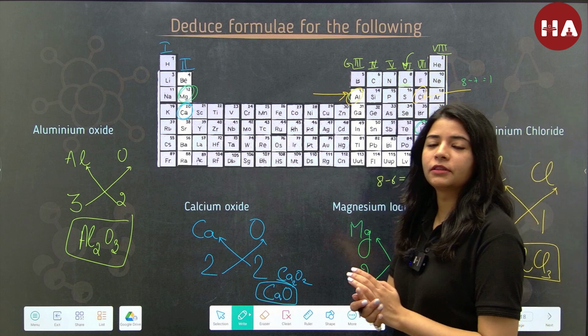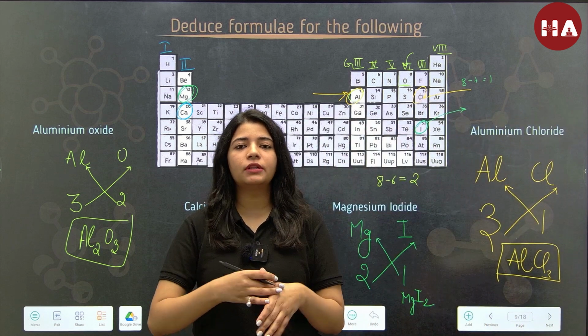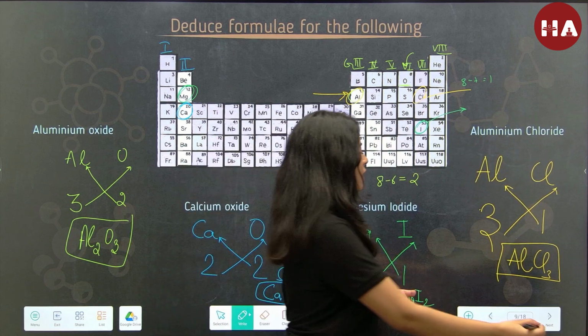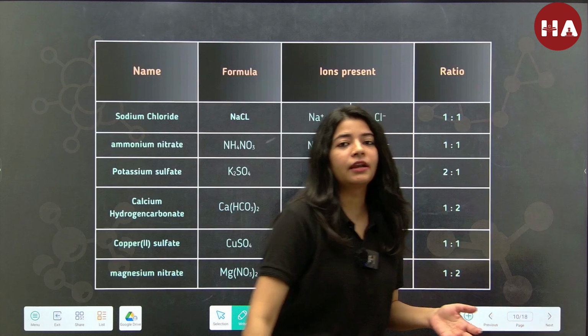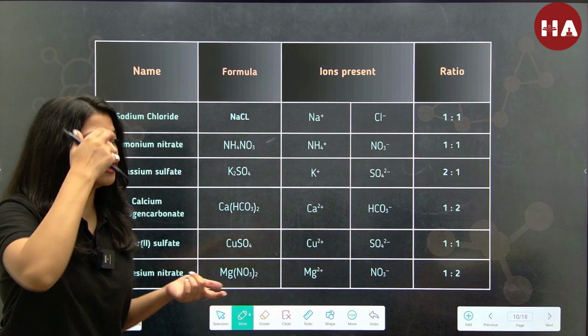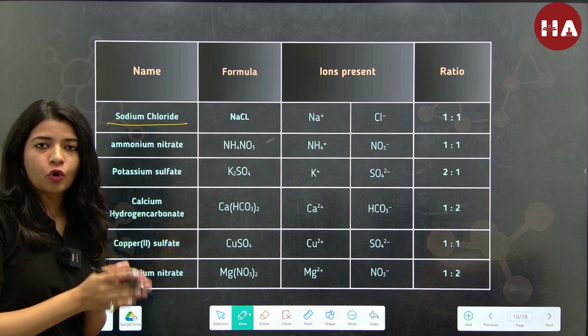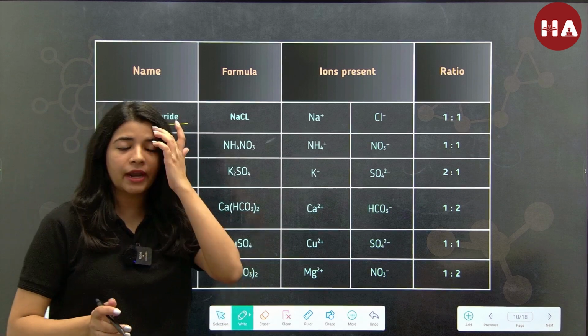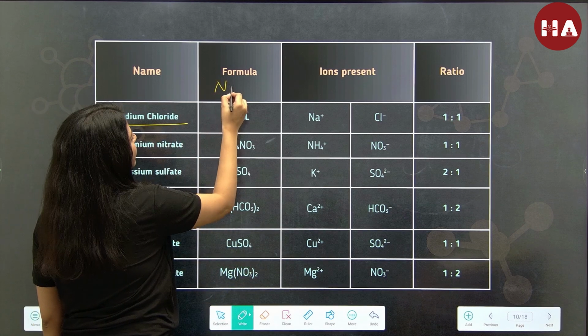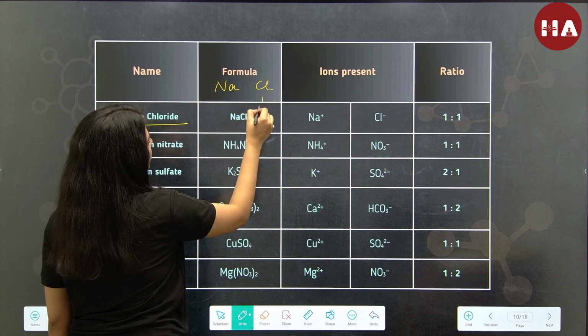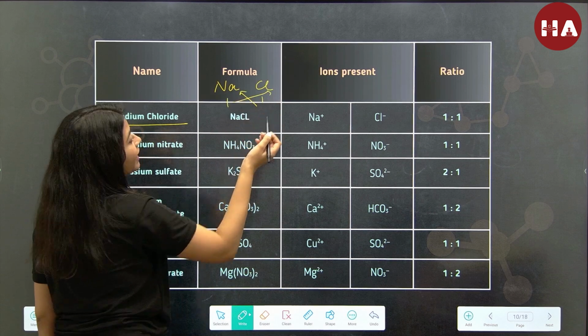I hope this is very much understood by you, how we deduce formulas. Now let's move on to another slide wherein I have more such examples for you to try. So first is sodium chloride, which is composed of sodium atoms and chlorine atoms, right? The valency of sodium and that of chlorine is 1, 1. When we crisscross this, we will get NaCl.